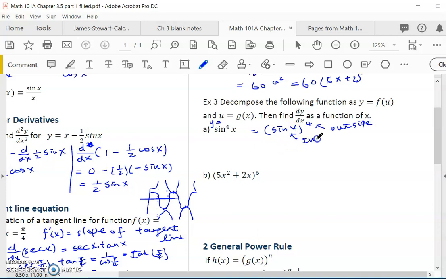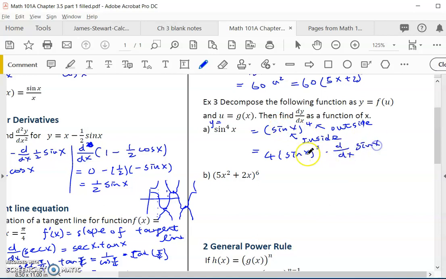This is inside. So to do the derivative of that, we do the outside first. You treat this as the u. The outside is something to the 4th. If I want the derivative of u to the 4th, what would it be? It would be 4u, but I don't write u, it's actually sine x. Keep it, and then to the 3rd. Then multiply by the derivative of the inside, which is the derivative of sine x.